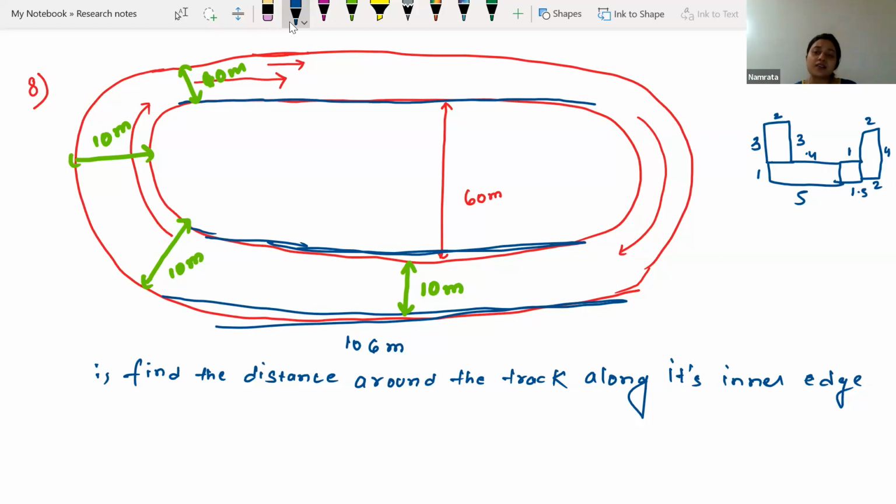In very lower classes, what we used to do was take each and every measurement, like 2, then plus 3, plus 1, plus 5, plus 1.5, plus 2, plus 4, plus 2, plus 1, plus 4, and plus 3. That's how we used to get the total for one complete revolution of this random shape, right? Without even knowing this random shape is a combination of rectangle, square, or whatever. Okay. Have you done this type of question?